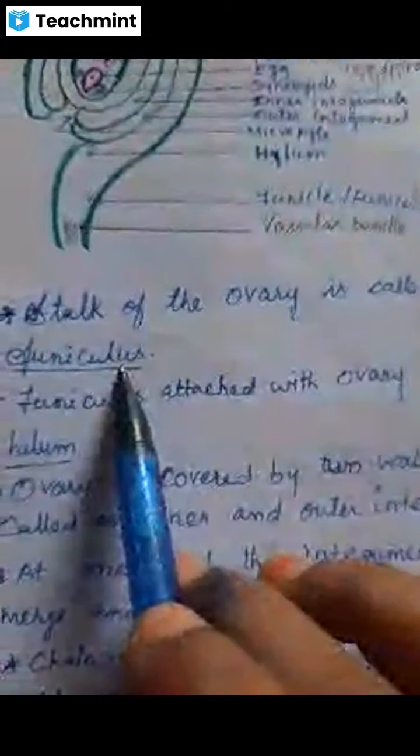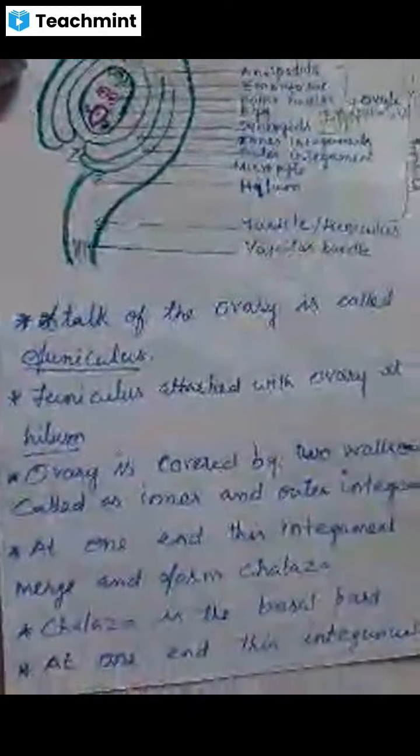Let's see the theoretical part. The stalk of the ovule is called the funiculus. The funiculus is attached to the ovary at the hilum. Okay, then the ovule is covered by 2 wall layers. They are the integuments, the outer integument and the inner integument. Sorry, ovule.